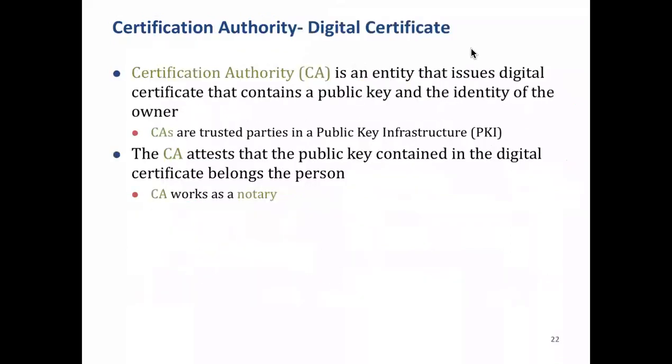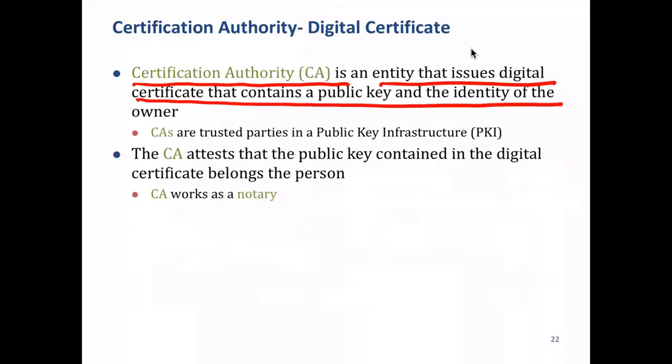So we have the certification authority entity. A certification authority is an entity that issues digital certificates that contain the public key and identity of the owner. And CAs, certification authorities, are the trusted parties in public key infrastructure. We call it PKI in general. So in public key infrastructure, the CA's public key is trusted.